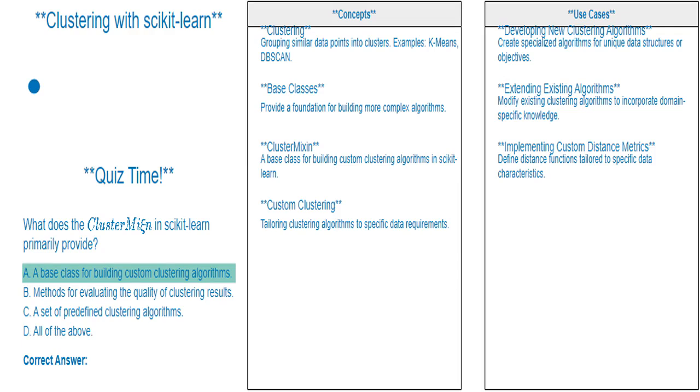You can use the cluster mixin to modify existing clustering algorithms to incorporate domain-specific knowledge. You could extend k-means to consider a custom distance metric that is more relevant to your particular dataset. The cluster mixin allows you to define distance functions tailored to specific data characteristics. In some scenarios, standard Euclidean distance might not be the best measure of similarity. You could define a new distance metric based on your domain expertise.